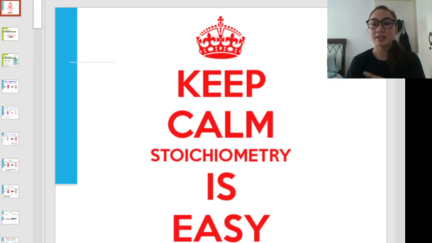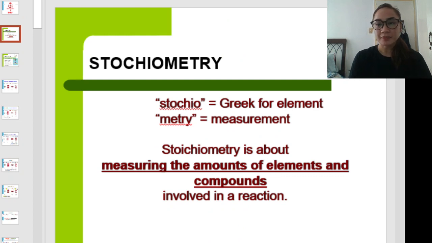So keep calm, because stoichiometry is easy. It may sound very difficult at first, no? But it is easy as long as you practice yourself, especially in computations. So stoichiometry: stoichio is the Greek word for element, and metry means measurement. So stoichiometry is about measuring the amounts of elements and compounds that are involved in a reaction.